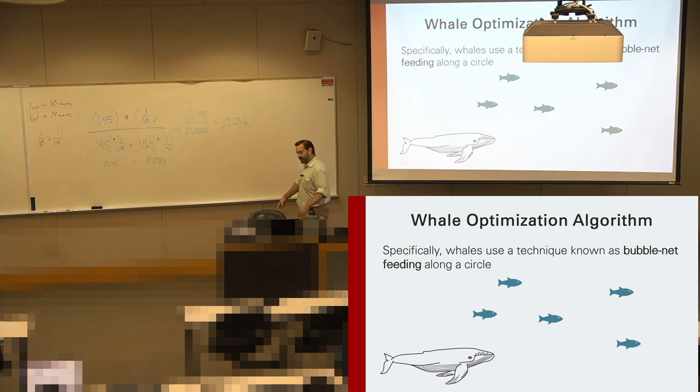It's a mammal, so it has to breathe. And so what's it going to do? Instead of pooping out a pheromone, it's going to burp. It's going to shoot air out of that blowhole. Why? Well, it's going to go under the krill, under the fish.